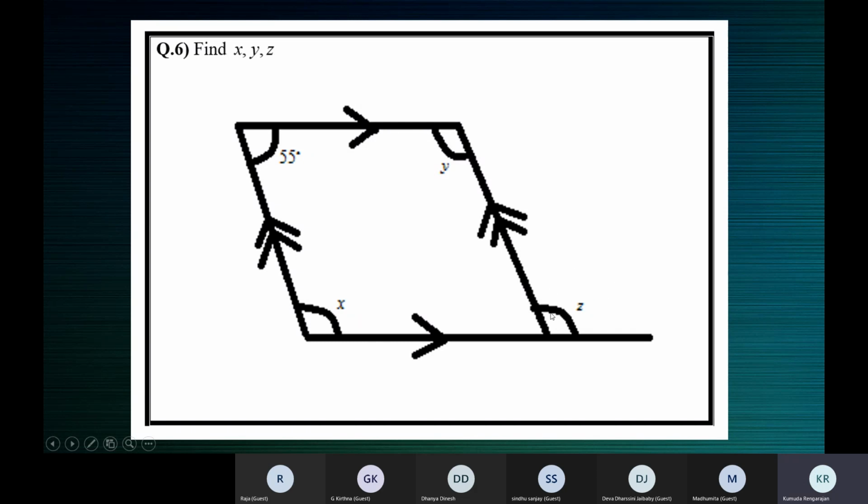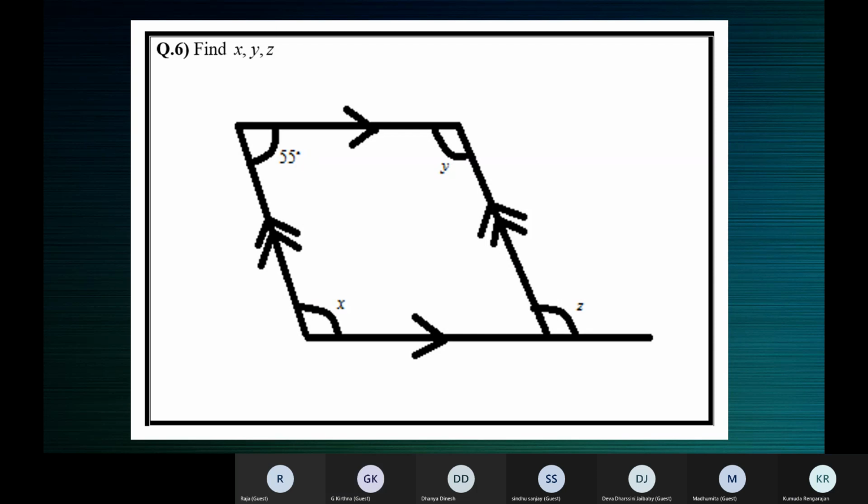Kirtana, Raja, Devadarshini. One of you tell me the value of Z. Anish, if you're there. One of you tell me, what's the value of Z? How do we find Z? Opposite angles are equal, ma'am. Which are opposite angles? X and Y are opposite angles, ma'am. Yes, X and Y are opposite angles, correct.